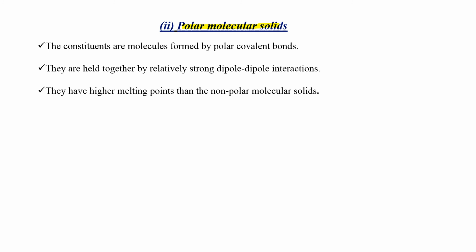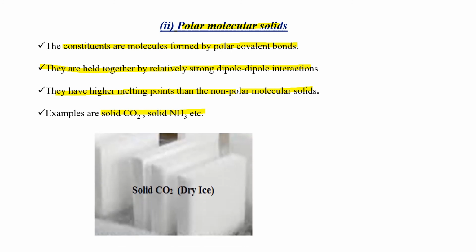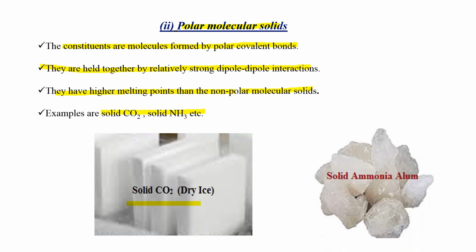Polar molecular solids. The constituents are molecules formed by polar covalent bonds. They are held together by relatively strong dipole interactions. They have higher melting points than the non-polar molecular solids. Examples are solid carbon dioxide and solid ammonia. This is an example of polar molecular solids, and this is another example of a polar molecular solid. And this is solid ammonia alum.